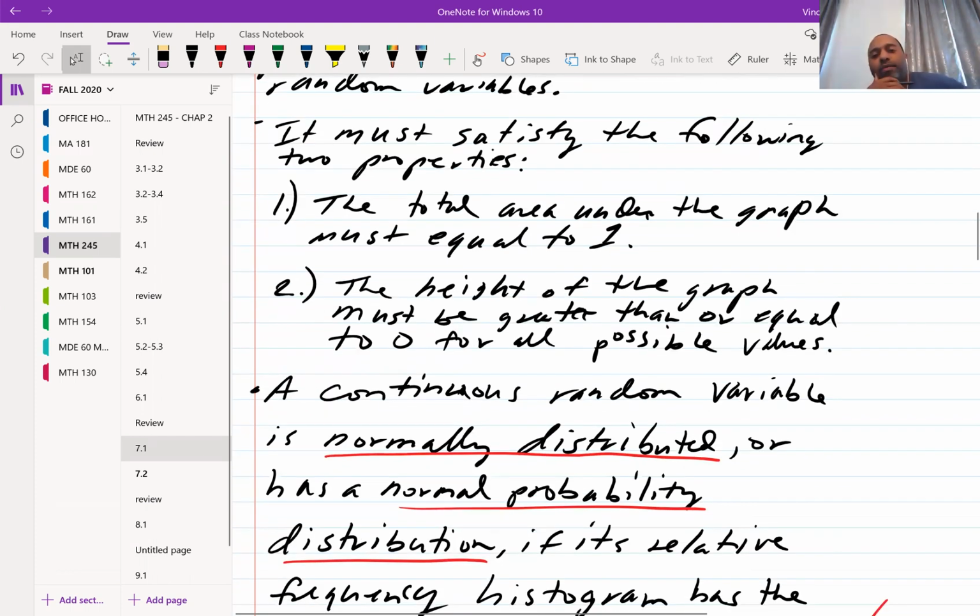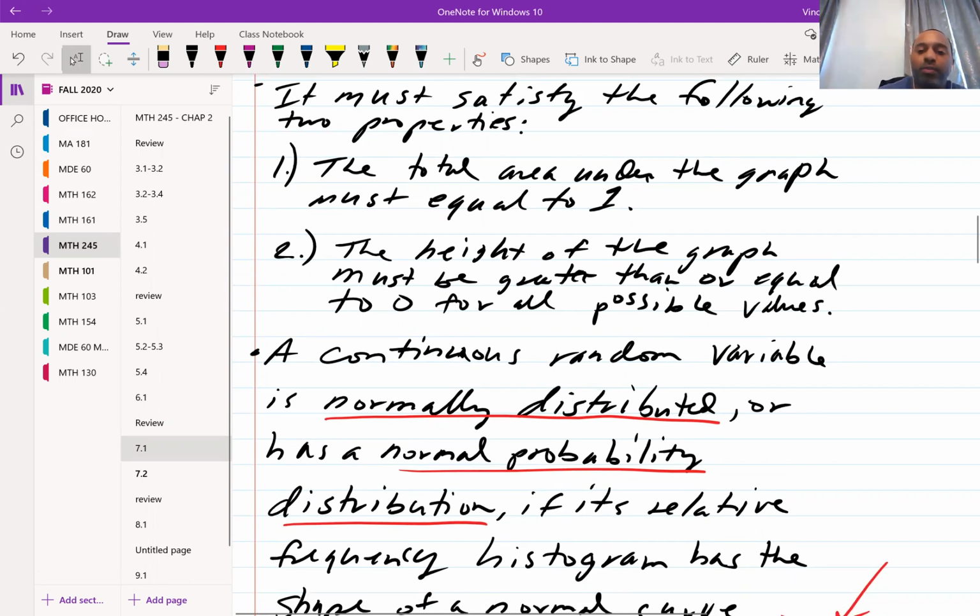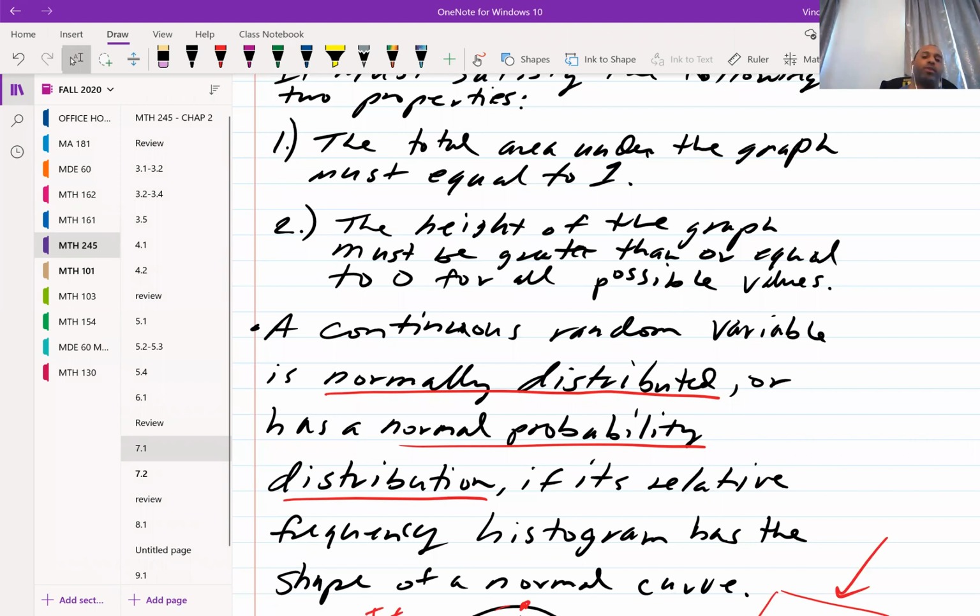A continuous random variable is normally distributed. Once again, it goes back to our bell-shaped curve. It has a normal probability distribution if its relative frequency histogram has the shape of the normal curve. So I'll scroll up in a second. Once again, give you a chance to write this stuff down.